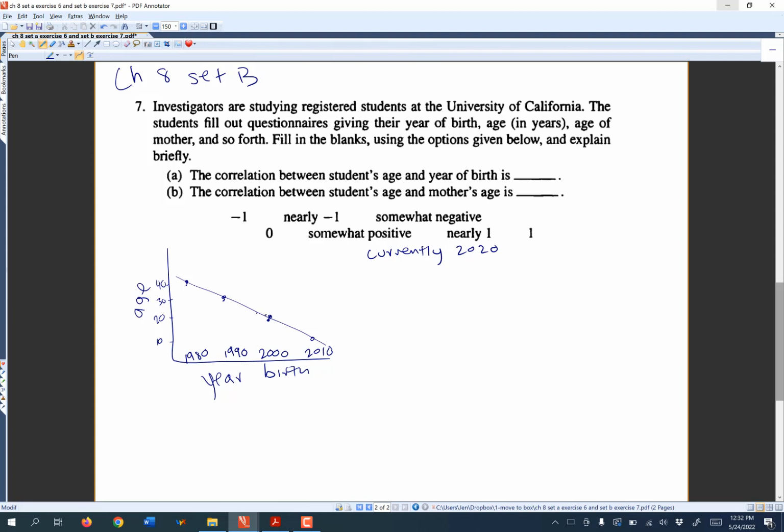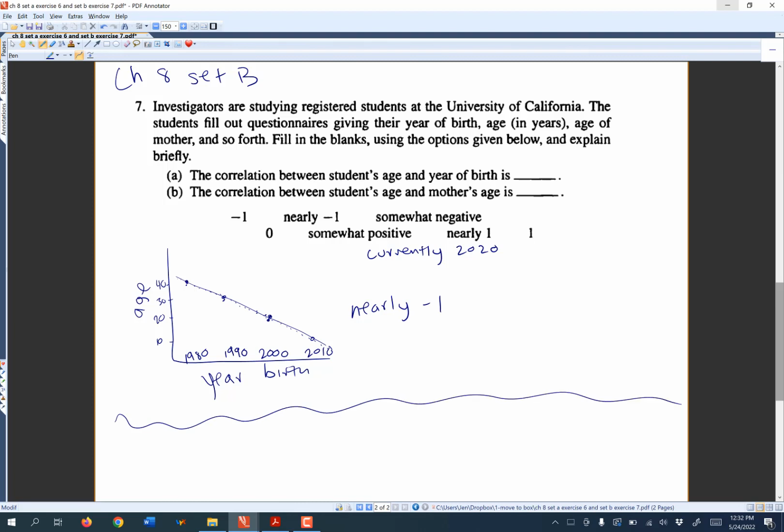So it's going to kind of just look like this. The points are going to be really close to the line because based on the year you were born, you're either going to be like 30 or 31. There's nothing else that you can be. So we're going to be almost exactly -1. So we'll say nearly -1. Almost exactly. The only difference is just whether or not you've had your birthday.